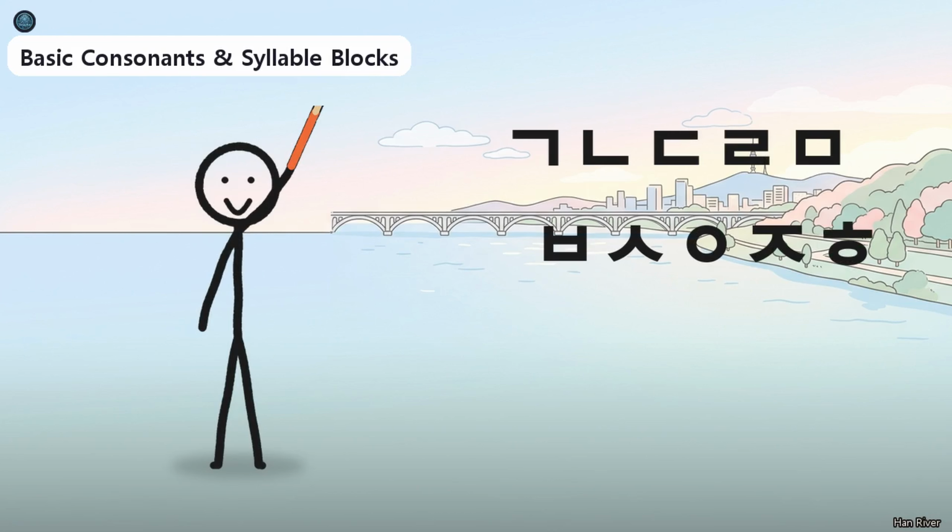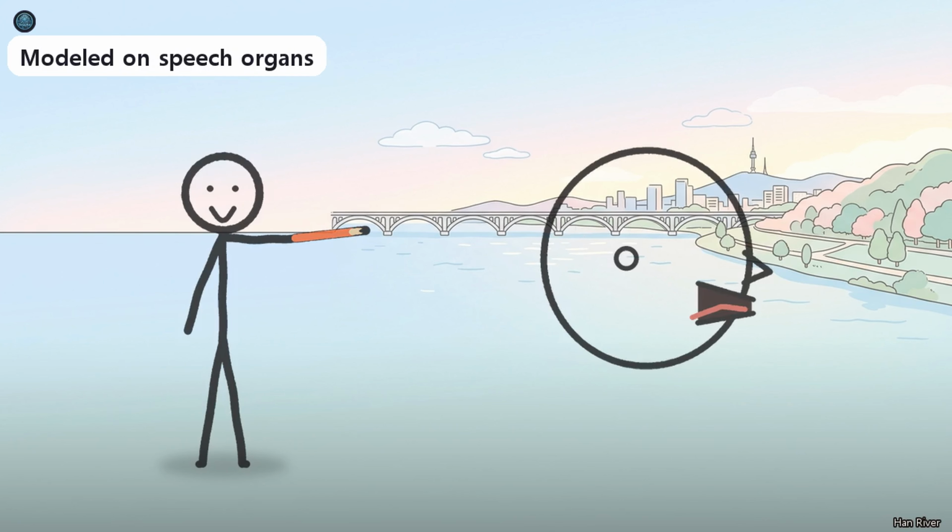Hello. Last time we learned the vowels. Today we meet the other hero of Hangeul, the consonants. What shapes were they modeled on? Amazingly, Hangeul consonants were modeled on the very organs that make sound: the mouth, the tongue, and the throat. This is the principle of shape.